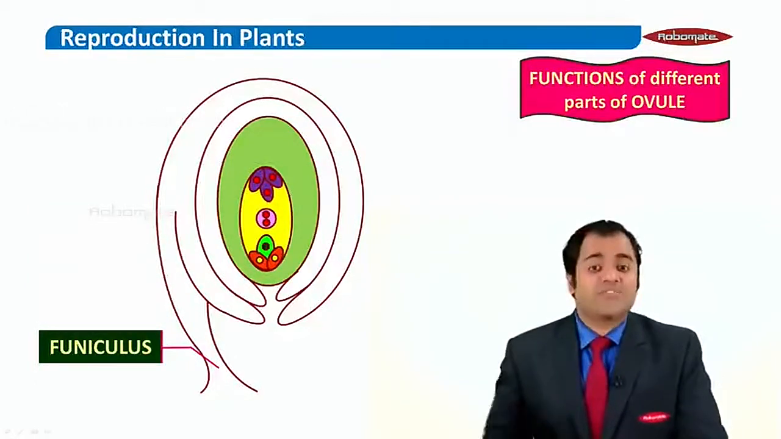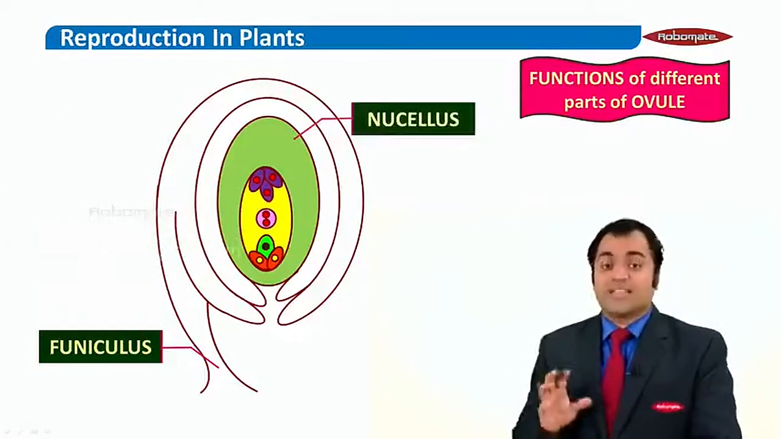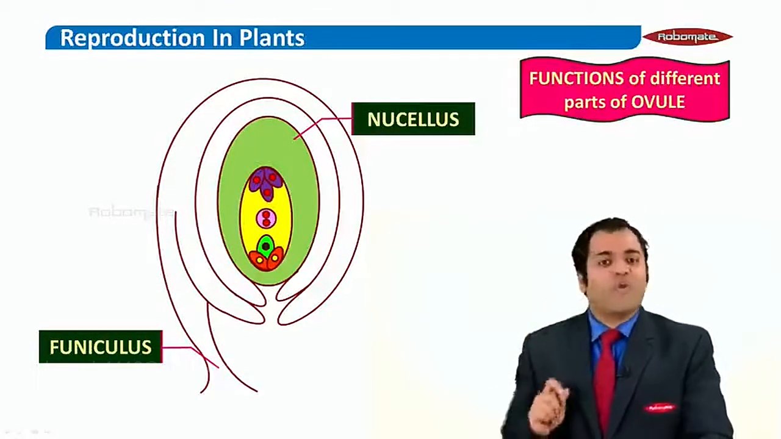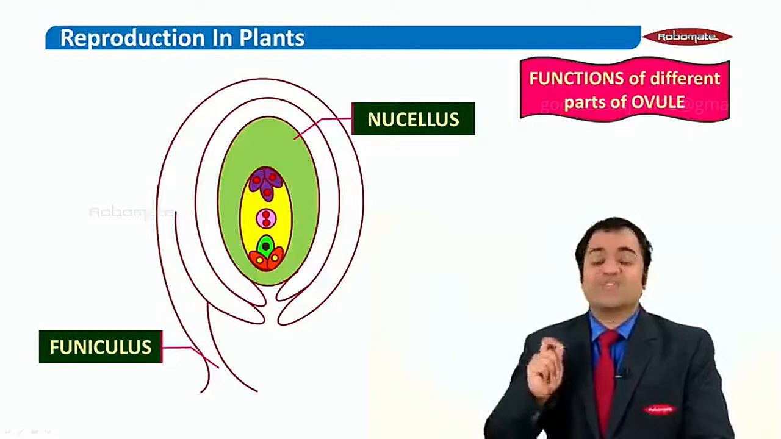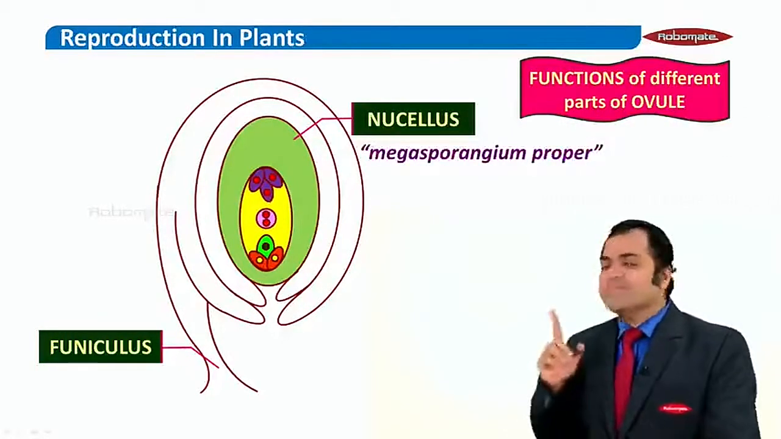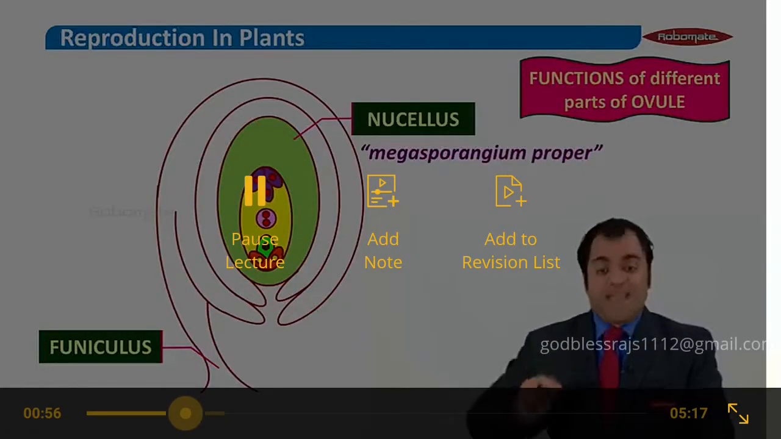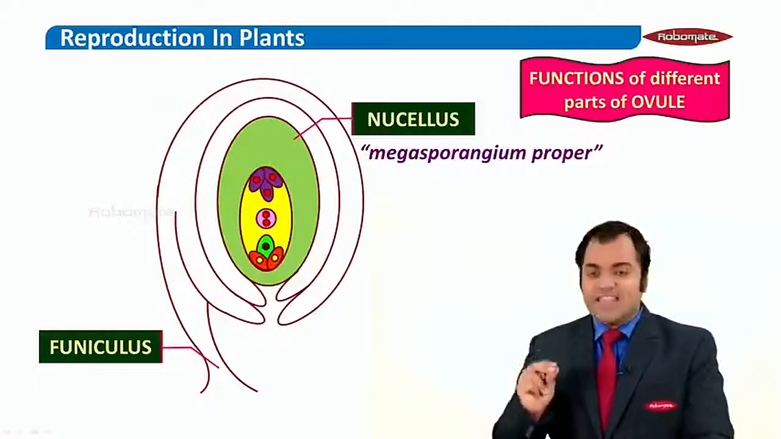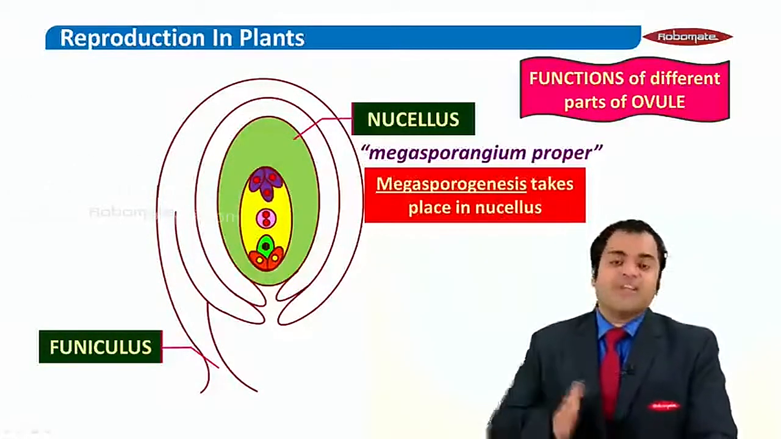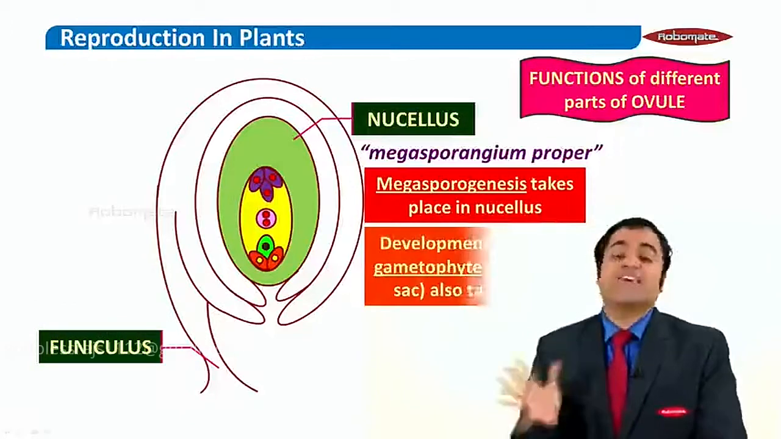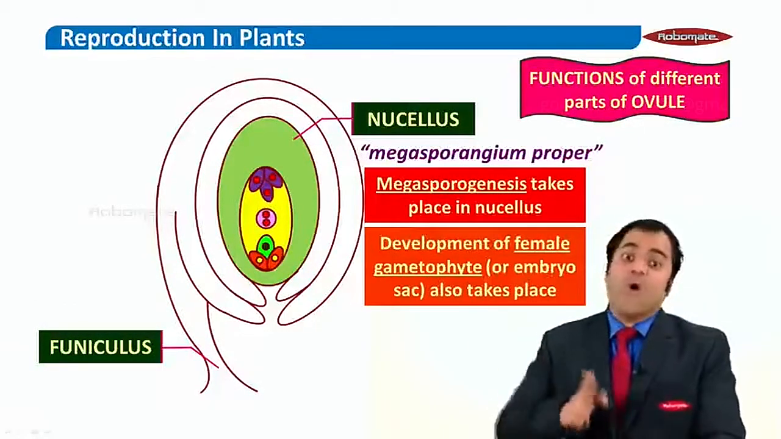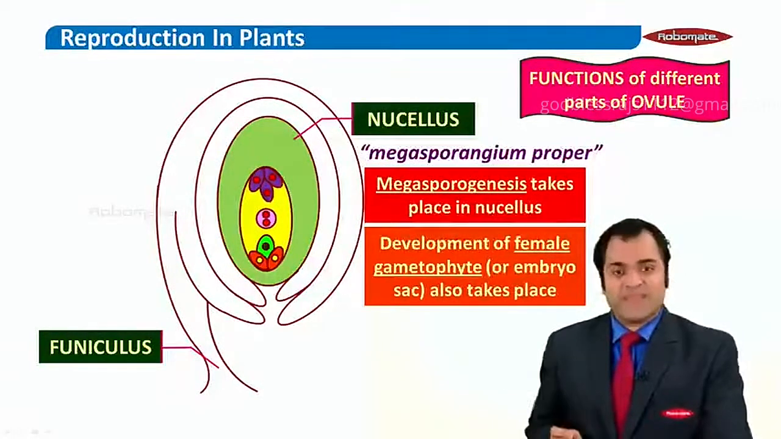Now this next structure in the center is called the nucellus. The nucellus is the main part of the body of the ovule, right? And that is why it is also called megasporangium proper. And the name says it. It is here where megasporogenesis will take place. After that, it is here where the development of the female gametophyte or the embryo sac will also take place. Is that okay? Now, moving on.